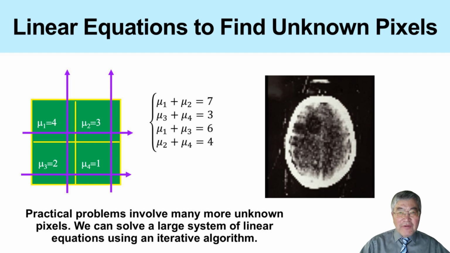One way to solve such a system is to use an iterative algorithm. The algorithm starts with an initial guess of the image. Then it computes the ray sums from that guess, compares them with the measured ray sums, and updates the image step by step. After many iterations, the computed projections become more consistent with the measured X-ray data. This is the basic idea behind algebraic and iterative image reconstruction.